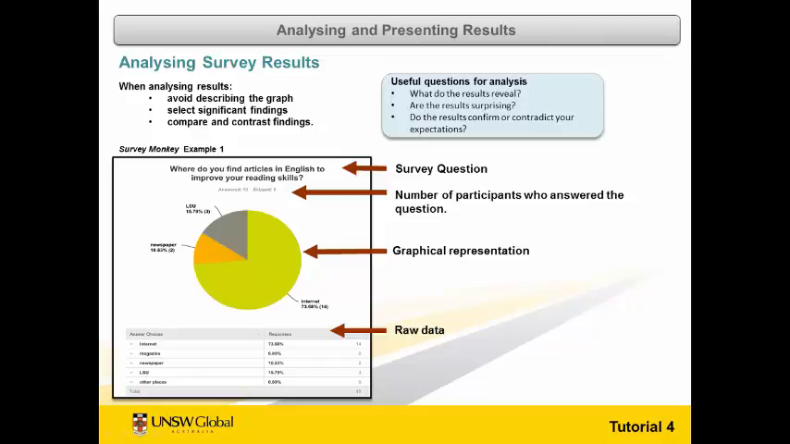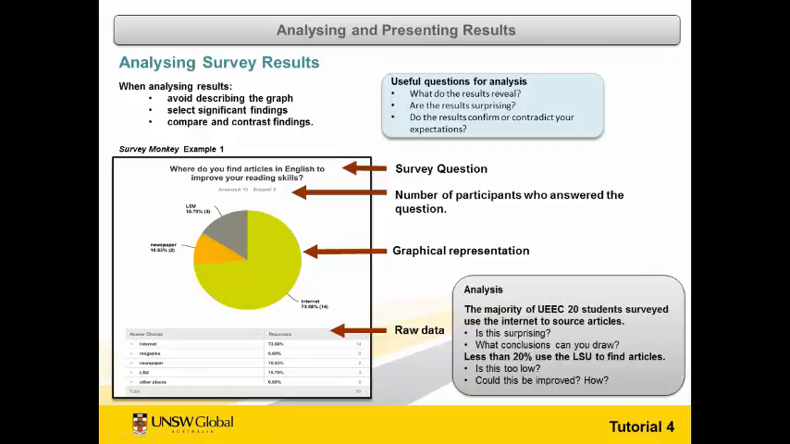What is the significant finding? Well, we could say that the majority of UEC 20 students surveyed used the internet to source articles. Is this surprising? Probably not. And what conclusions can you draw?